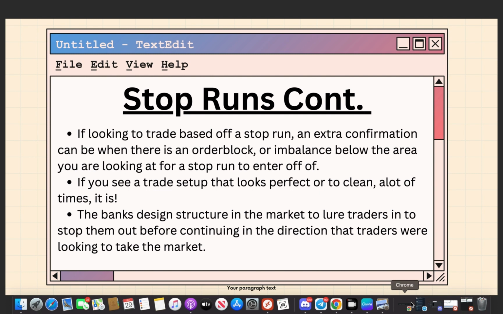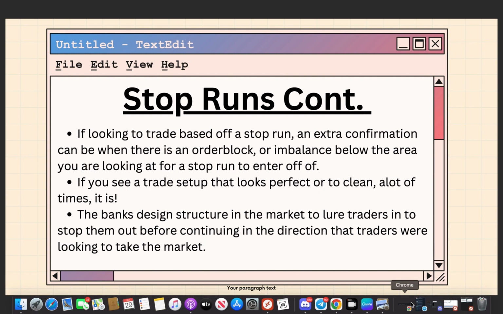The banks design structure in the market to lure traders in to stop them out before continuing in the direction that traders were looking to take the market. I'm sure you've had that happen to you before. Have you ever wondered why you set a trade, a buy limit, a sell limit, and then it comes up, stops you out, and then goes in your desired direction? You got stop hunted. It happens all the time. So knowing that these things exist, it's better to take advantage of them than to be taken advantage of.